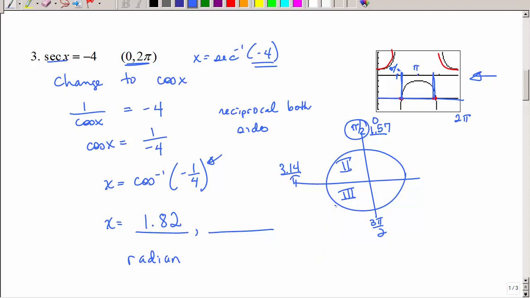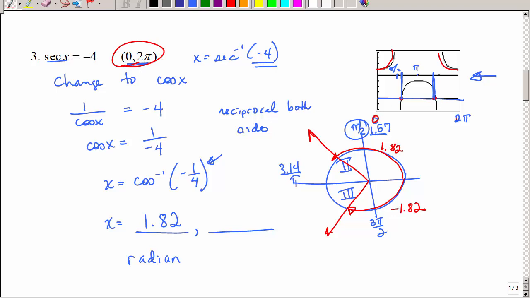How are you going to do that? Well, there's a couple of different ways. I think about reference angles. So here, my calculator has given me 1.82. I need something in quadrant 3. So that would be negative 1.82. Is that a good answer? Well, no. Even though that's in quadrant 3, it's not between 0 and 2 pi.